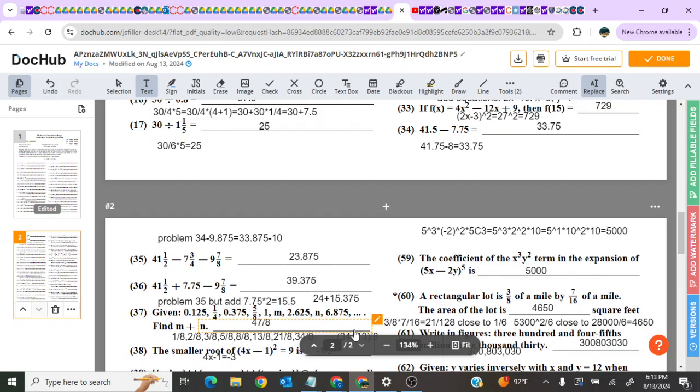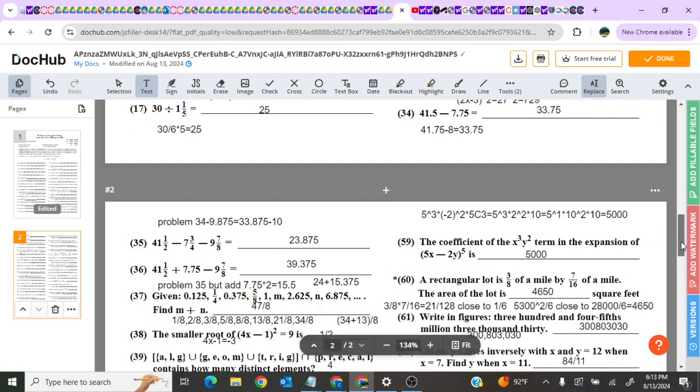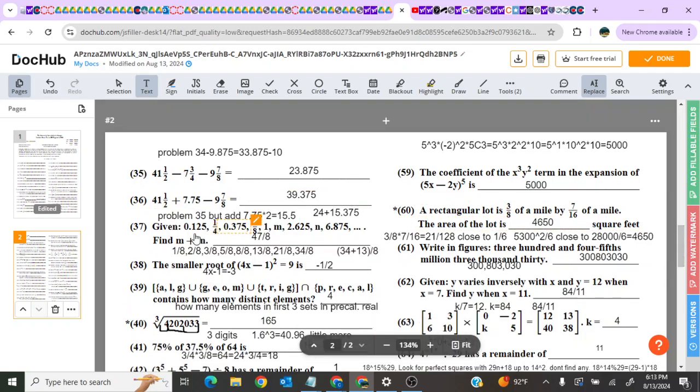37, given 0.125, 1/4, 3/8, 5/8, 8/8, 13/8, 21/8. You can kind of see the pattern, basically. It's Fibonacci, but everything is divided by 8. So 1, 2, 3, 5, 8, 13, 21, 34. 34 plus 13 is 47 divided by 8.